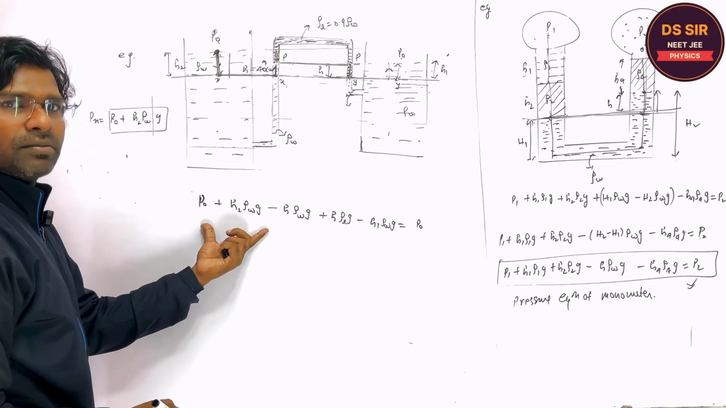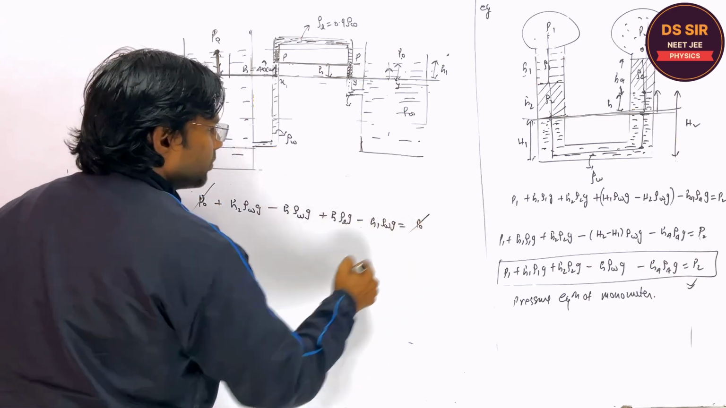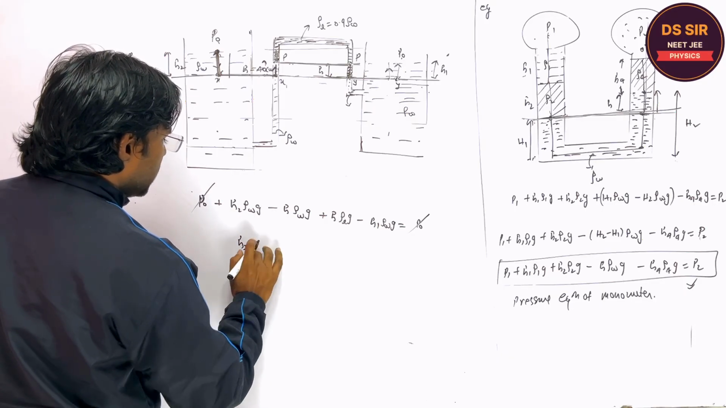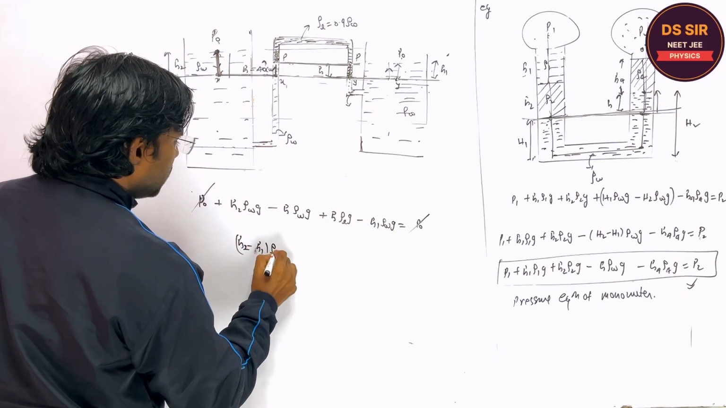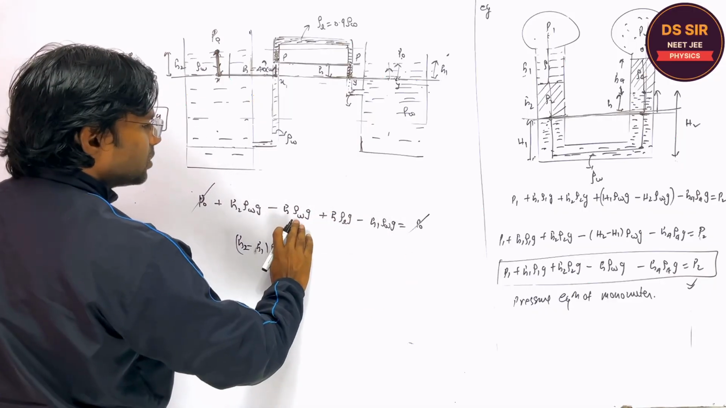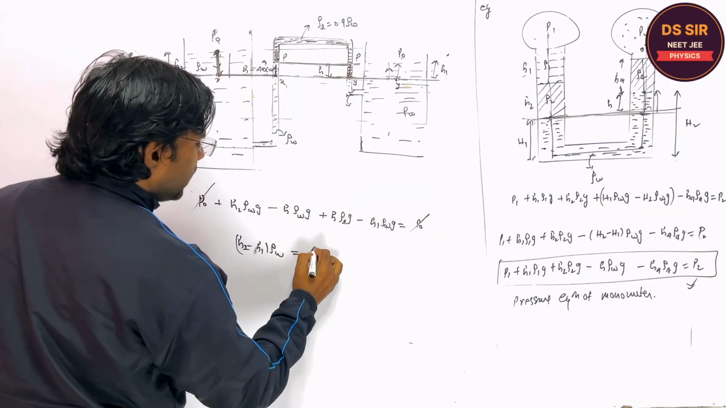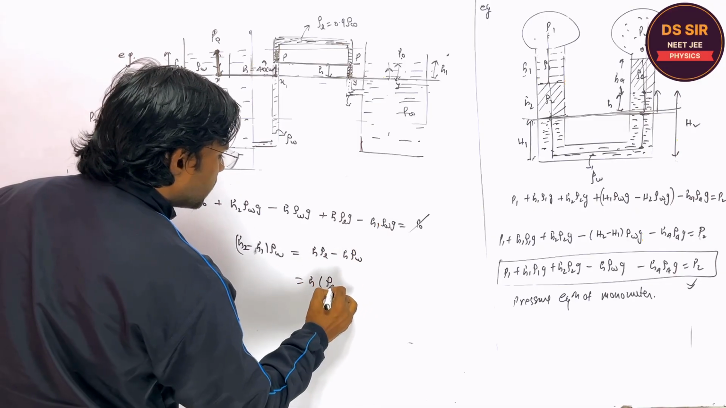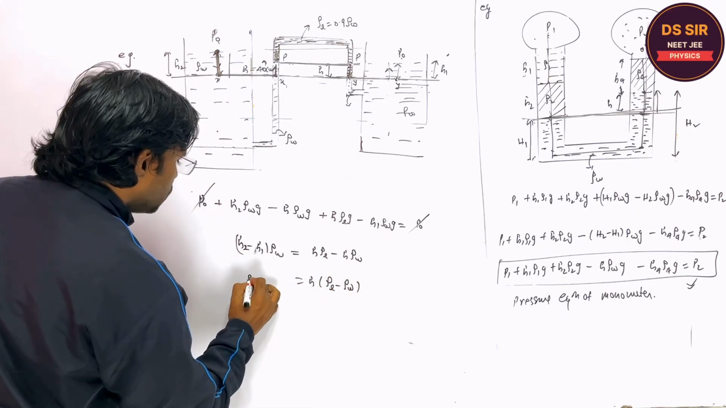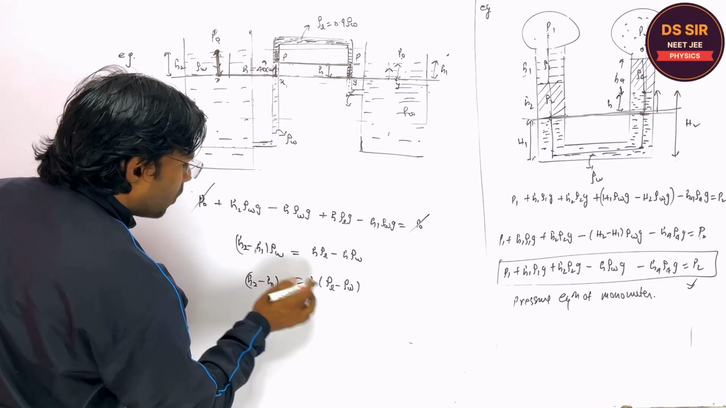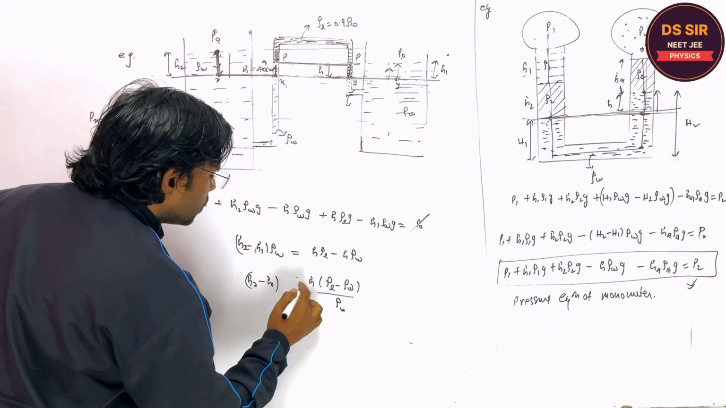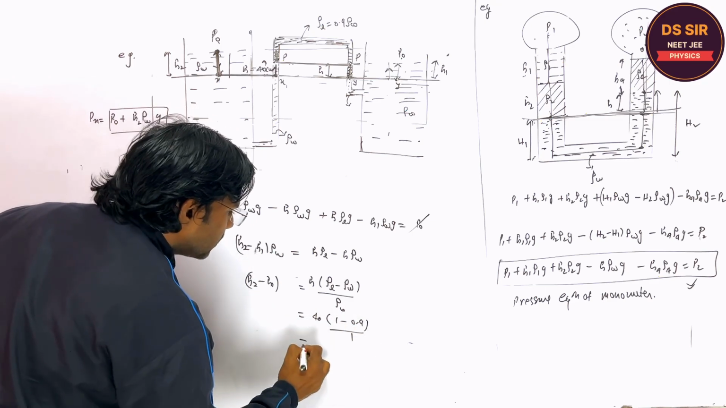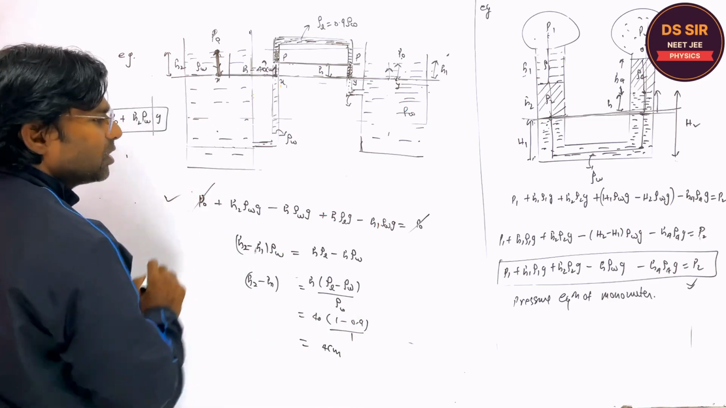Now it looks better. It is easy. P naught, P naught cancel. So H2 minus H1, rho water, G will also cancel out. This will go this side. H rho liquid minus H rho water. H rho liquid minus rho water equals H2 minus H1. The rho water comes in the denominator. You will put the value, right, and you will get the answer 4 centimeter. Is it clear or not?